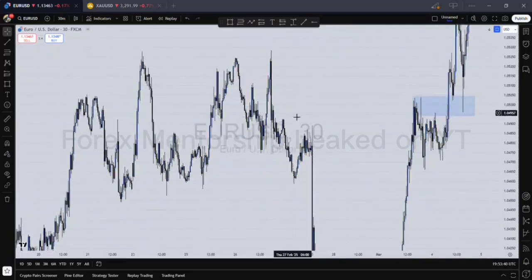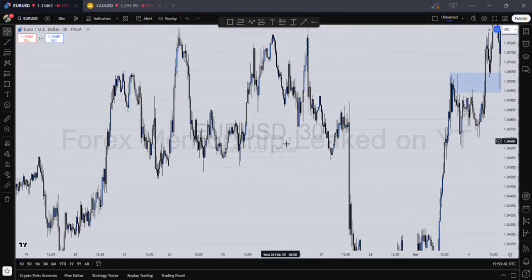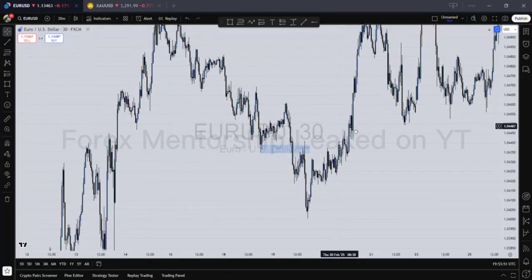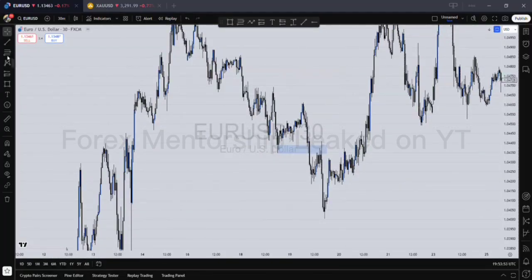There must always be a mitigation block somewhere. In fact, most times when price is heading towards a target and is very aggressive, price can use mitigation blocks a lot.